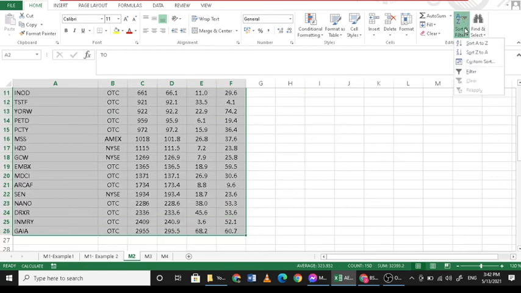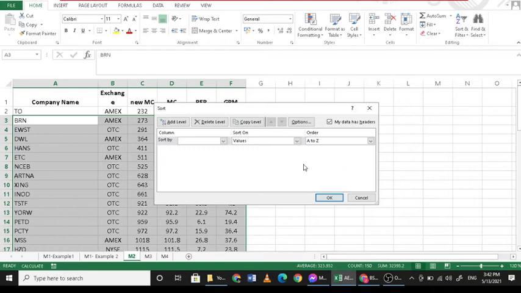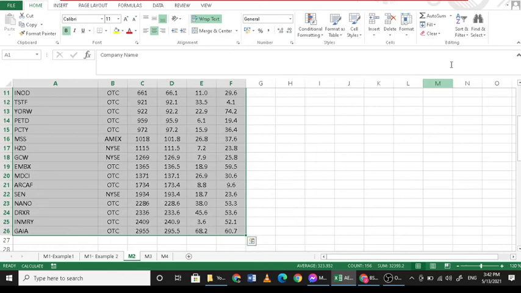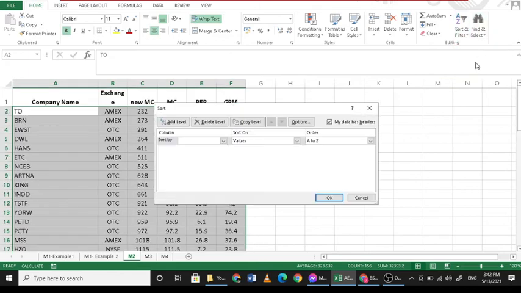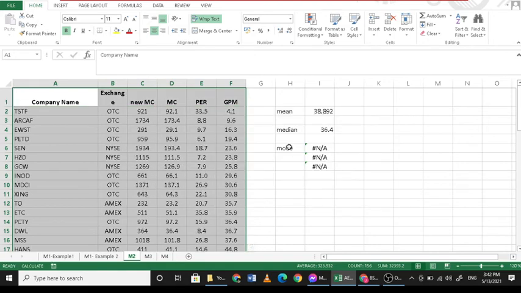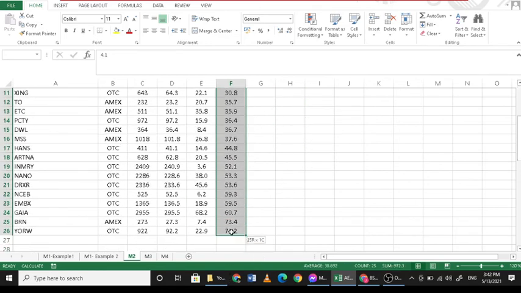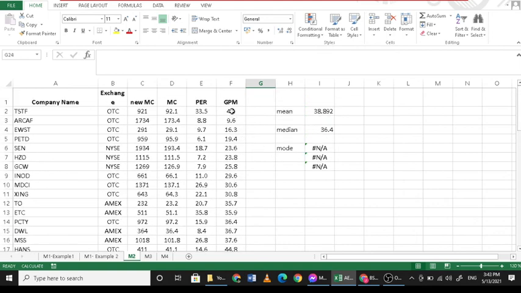So we can actually check. Let's do it manually. So you can sort. Please make sure that you select the header. Custom sort. Okay. Sort by GPM, smallest to largest. So let's check why there is no mode. How many data points do we have? 25. So meaning 26 divided by 2. So that's 13. So check the 13th. The 13th data is 36.4.